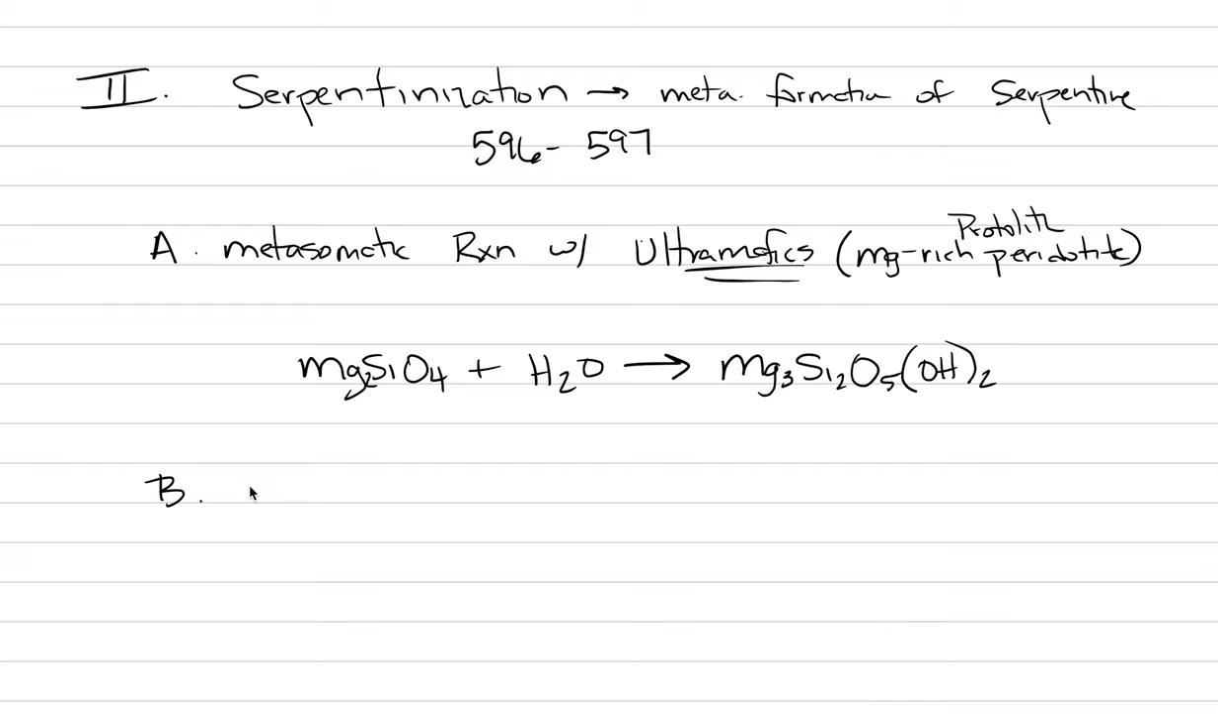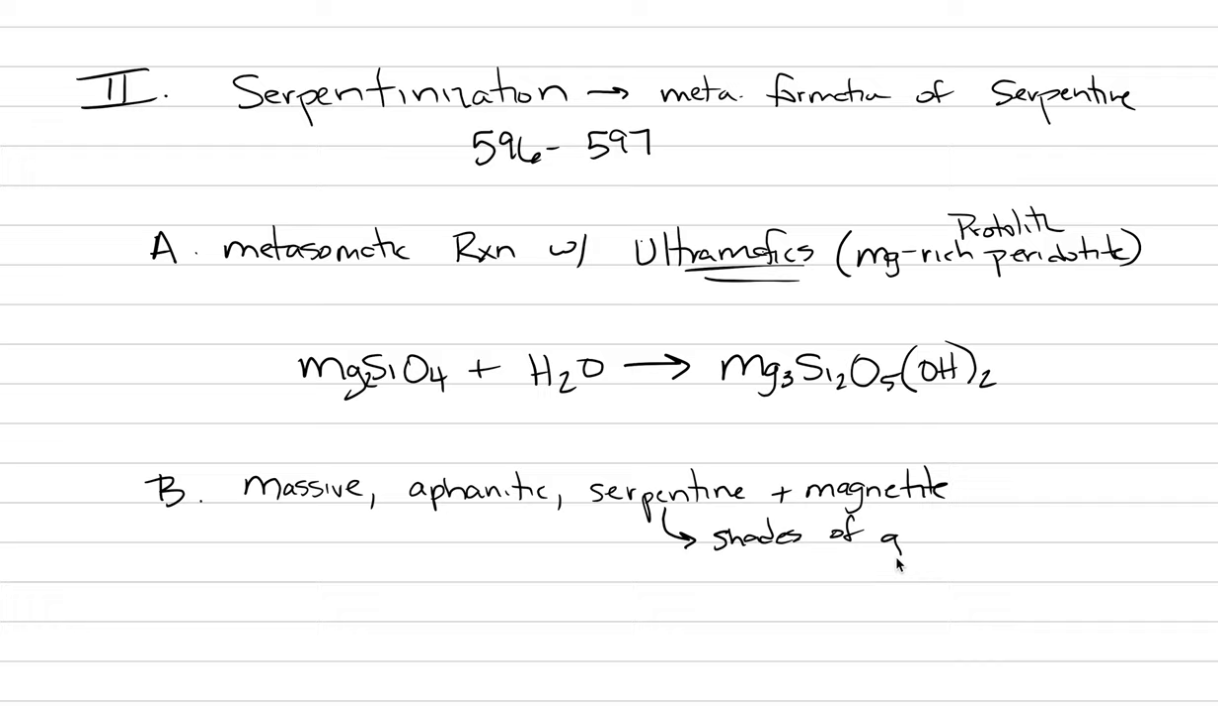Well, serpentinite tends to be massive. It tends to not have a fabric or a foliation too much. It's very aphanitic. And it's composed of serpentine plus magnetite. Magnetite makes it have black spots, where serpentine gives it kind of this shades of green mottled color. In fact, let's add the word mottled. I like that. Kind of like a snake, right?